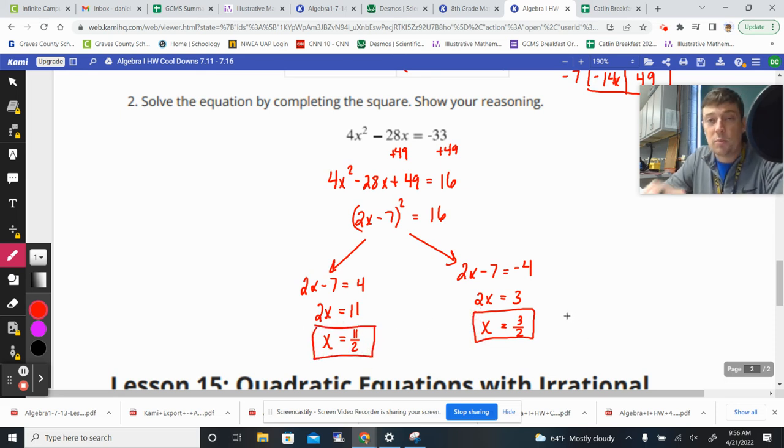These are the two places the parabola will cross the x-axis, and we did it by completing the square, not by graphing it on a calculator, although if you want to and check yourself, you can. But this is the homework I require for you to get full credit on a quiz.